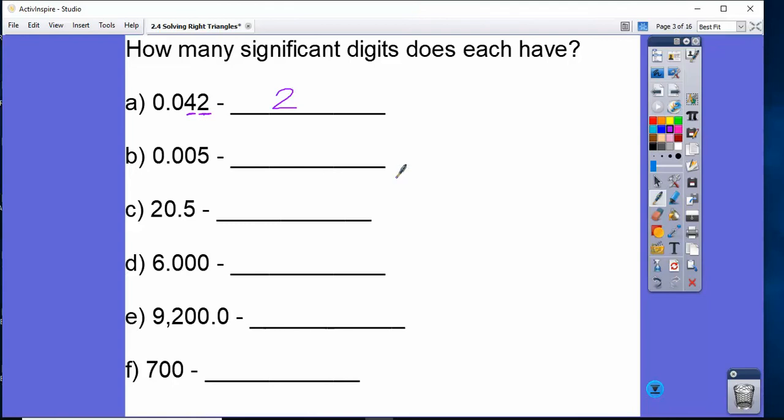B, how many significant digits does it have? Just 1. You start with the first non-zero digit and then count things after that. C. This is my first non-zero digit, right? So we count everything after that. So it will be a 3.